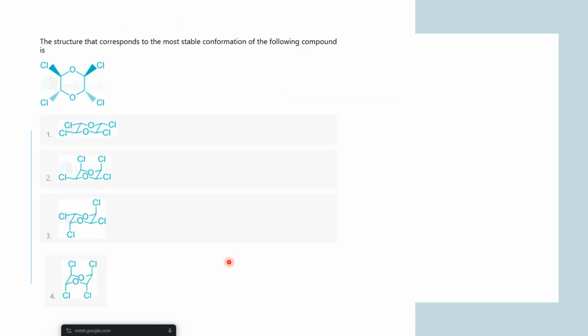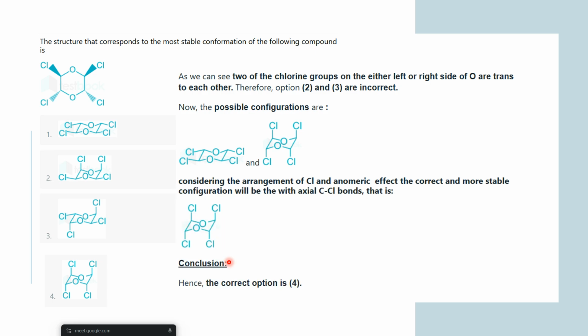So, in all these four options, we will have to choose that option where all the carbon heteroatom bonds are in axial fashion so that the maximum anomeric effect stabilization can be attained. Okay, so out of these four options, option 4 will be the correct one because all the carbon chlorine bonds you can see are in the axial position.